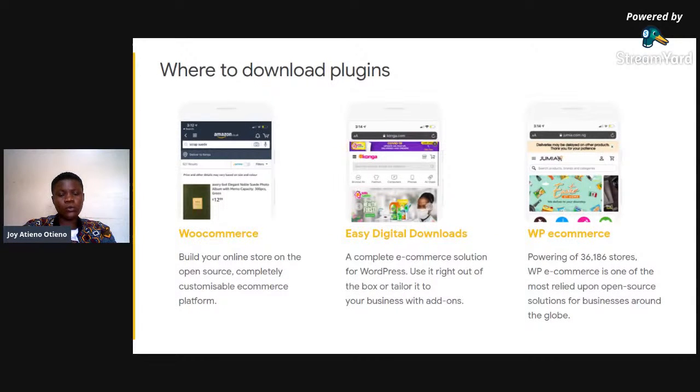Where to download plugins? You can go to WooCommerce, you can go to Easy Digital Downloads, you can go to WP e-commerce. Like WooCommerce is the one that runs Amazon. Easy Digital Downloads is the one that runs Konga, the one that is in Nigeria. WP e-commerce is the one that runs Jumia. So each one of them has the strong backing of a strong e-commerce platform. So if you want the functionalities in Jumia, go to WP e-commerce. If you want the functionalities in Amazon, go to WooCommerce.